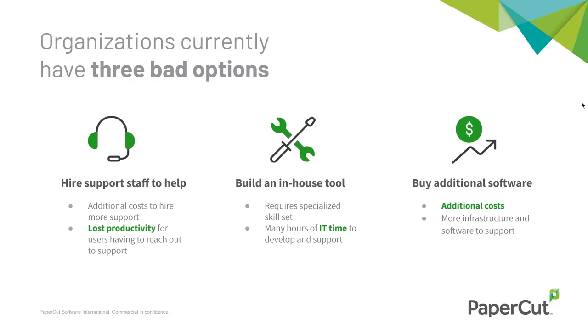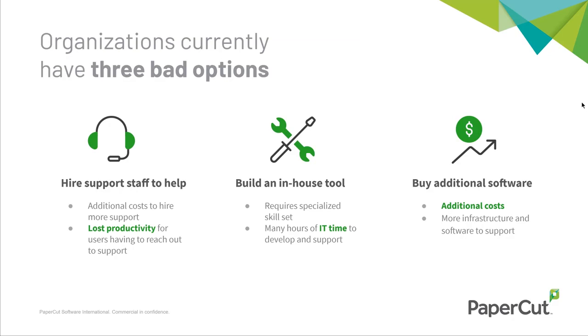One option is they can hire more support staff. Of course there's going to be additional cost to hire the people, but it's also lost productivity because now end users have to call someone to get help just to install a print queue. The other option is they can build an in-house tool or script the deployment of print queues. But with this, the customer requires a specialized skill set and also many hours of IT time to develop and support.